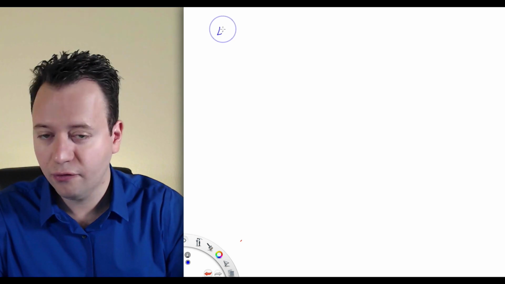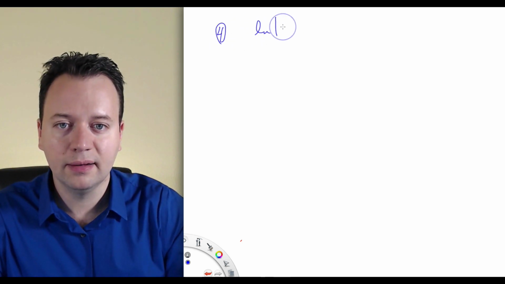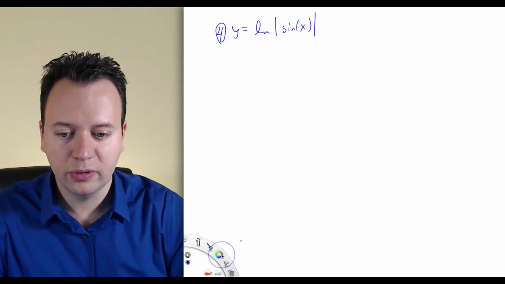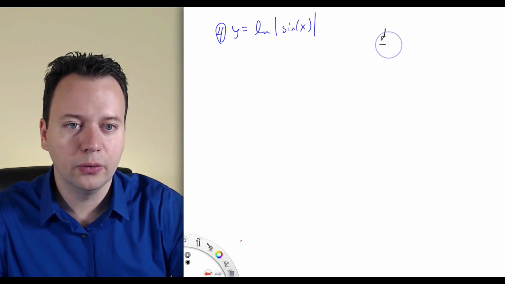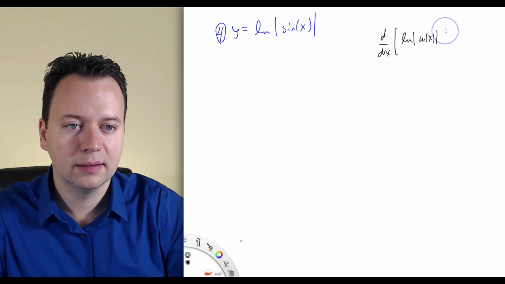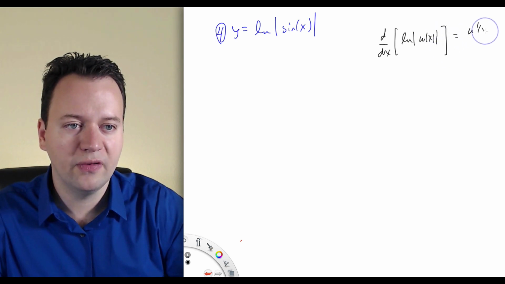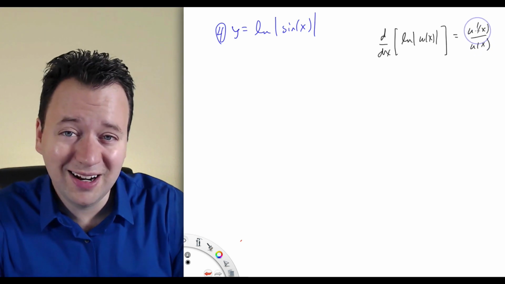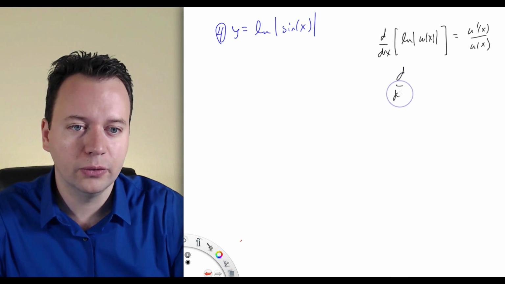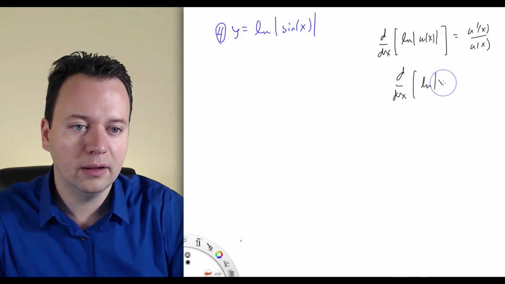Example number 4, we have the ln of sine of x. Okay, now we're into rule number 5. So rule number 5 says that the derivative of ln of u of x is equal to u prime of x over u of x. So recall that the derivative of ln of x by itself is just 1 over x. So the derivative of ln of x was just the function 1 over x.